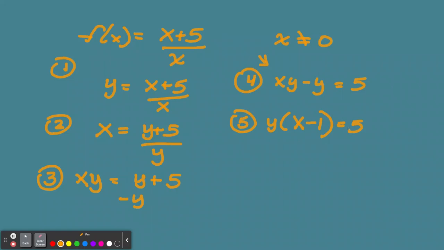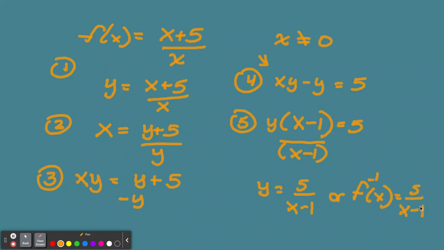Right? And now all we have to do is get the y alone. So we're going to divide x minus 1 on both sides. And we're going to have our answer, y equals 5 over x minus 1. Or remember, we're going to do it in inverse function notation. We'll get that. So if you ever see a problem like this, just remember you want only one y, not two y's. That's why we had to do those steps.